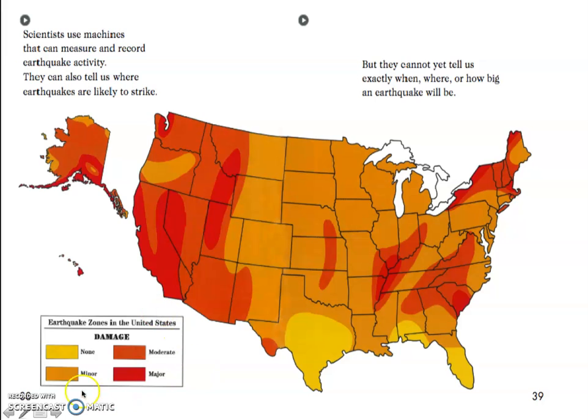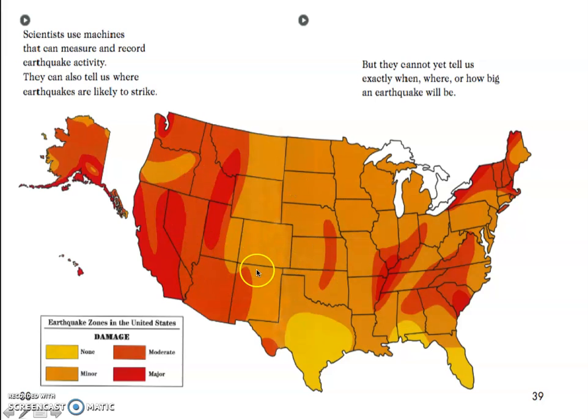Well, if we look down here at the key, we see that the title in the key says Earthquake Zones in the United States. And the colors tell you about damage. We see down here in the bottom part of Texas, there's no damage. In the orange part right over here, there's minor damage. In the darker orange, it's more moderate. And in the red, it's major. So the colors tell you the type of damage and how much damage occurs after an earthquake.